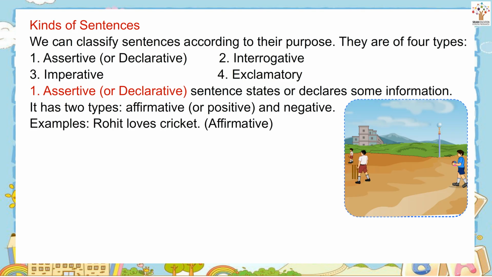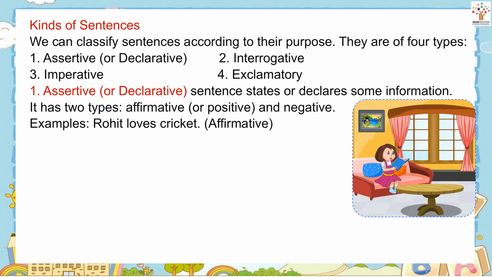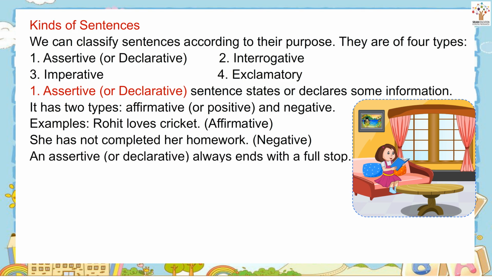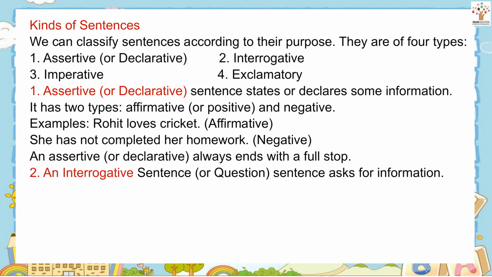Examples: Rohit loves cricket. Affirmative. She has not completed her homework. Negative. An assertive or declarative sentence always ends with a full stop. An interrogative sentence or question sentence asks for information. It always ends with a question mark.